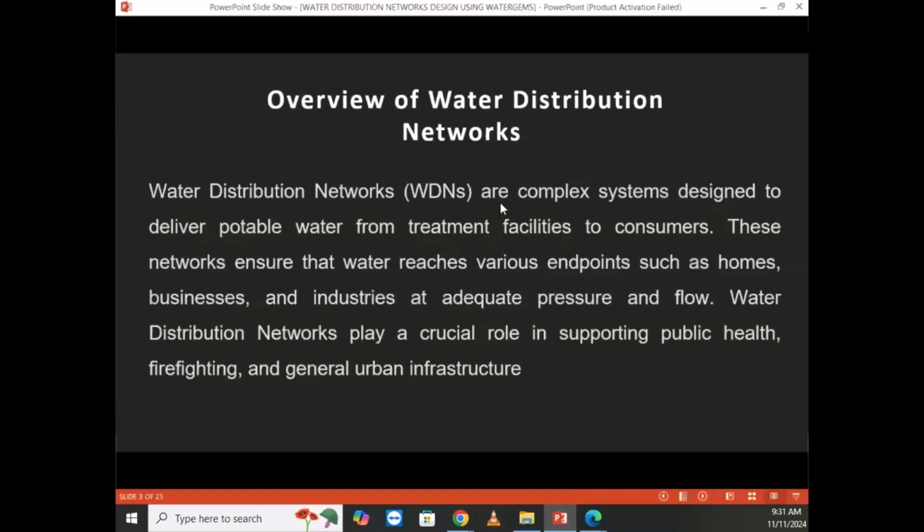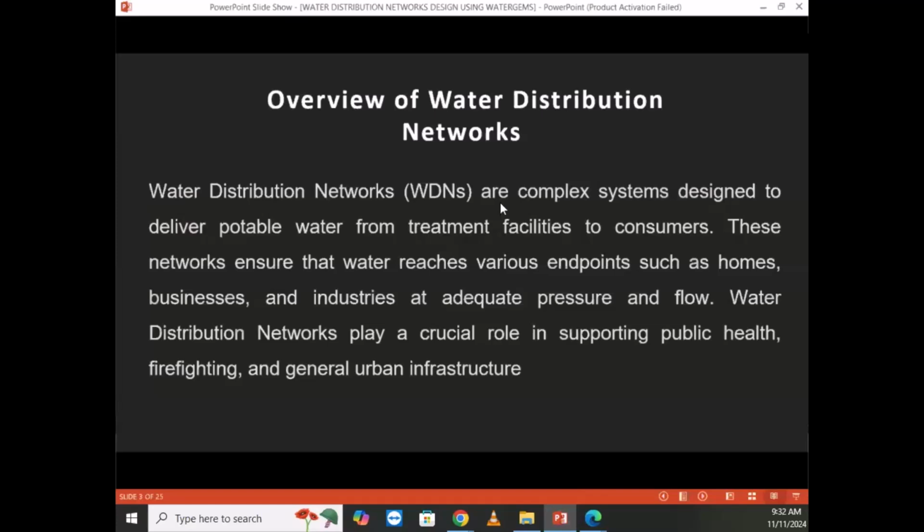Even an industry is an end consumer. A market is an end consumer. A church, a mosque, everything which consumes water is an end consumer. So a water distribution network is that complex. All of those infrastructures contribute so that water comes from the treatment to the end consumers.